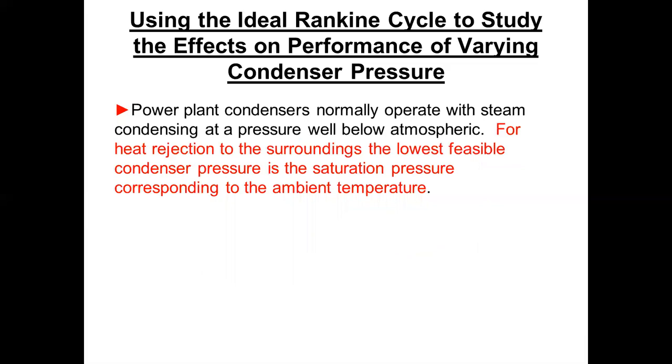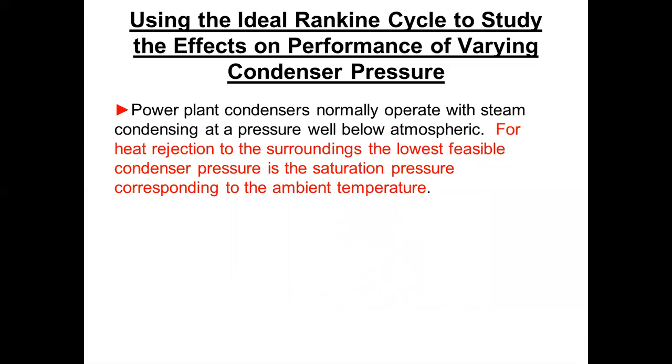Condensers normally operate with steam condensing at pressure well below atmospheric. The power plants, they want to pull that. They're only making one product. They're just making electricity. Electricity comes from the energy delivered to the shaft of the steam turbine, which is coupled to the generator. And so the lower the condenser pressure, the greater the work they get out of the turbine, the more electricity they get out. And so they're going to pull that condenser pressure down as low as possible.